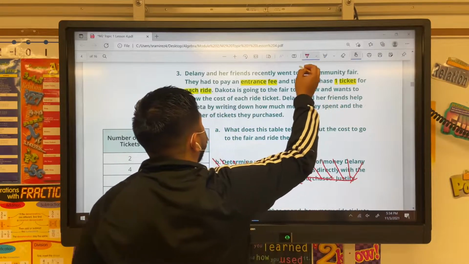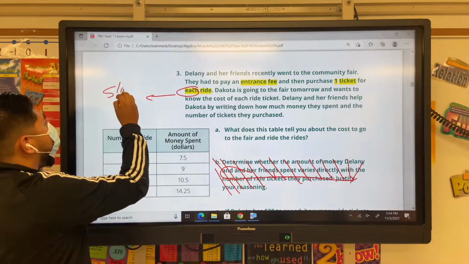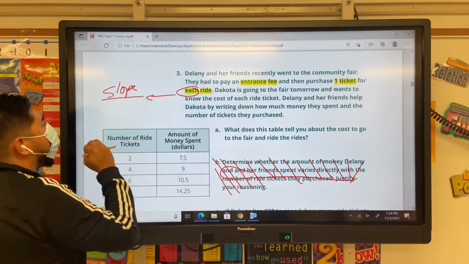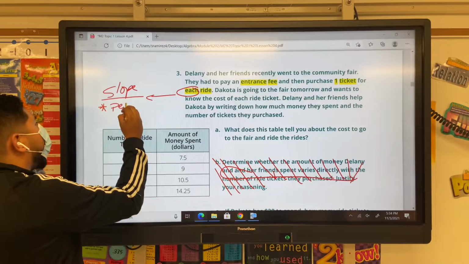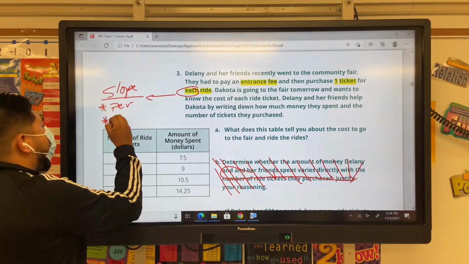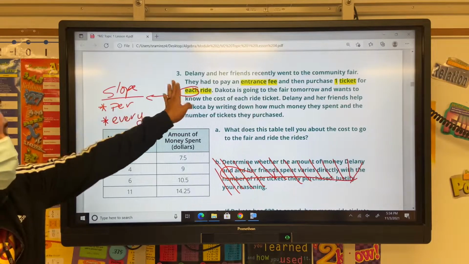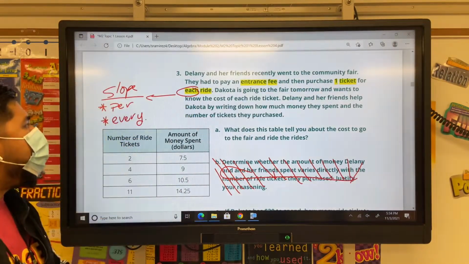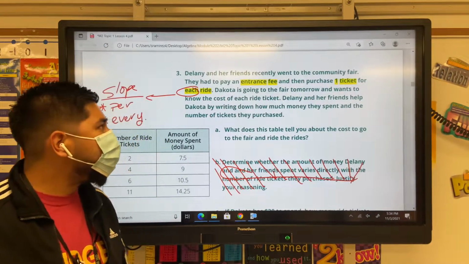So first things first, I do want to talk about the each. That is my slope. Don't forget there are two other words that go with it: per and every. Per and every tells me that that's the slope. So when we find out what our slope is, boom, that's how much the ride costs.